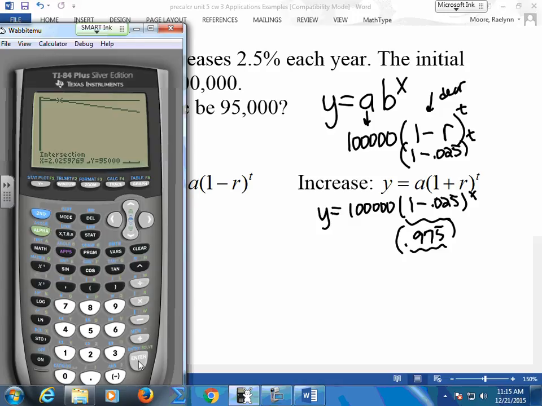2.026 years to reach 95,000. And that makes total sense, doesn't it? We only went from 100,000, we only lost 5,000 people. So, not going to take that long. If you find that you can't intersect, change your x max. Usually your y max is pretty easy to tell when you do a decrease, because that's the decrease right there.